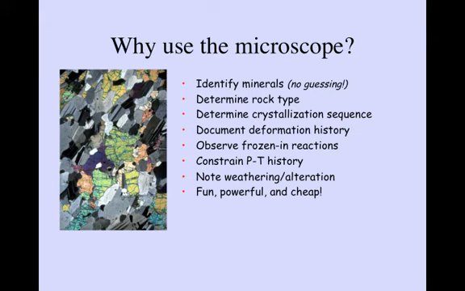We also see things like weathering and alteration, and it's relatively inexpensive and easy to make a thin section. And if you have a microscope, you get a lot of information out of thin sections.